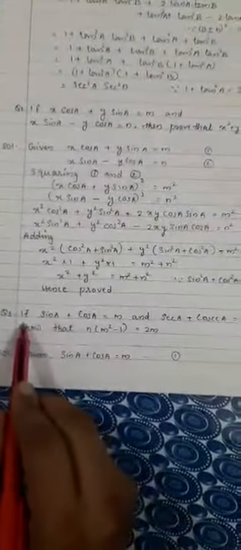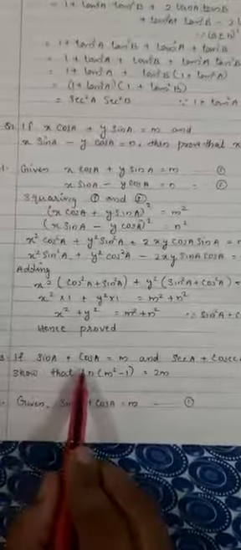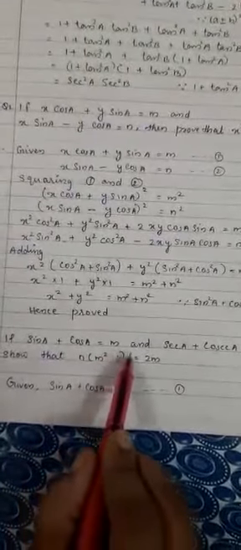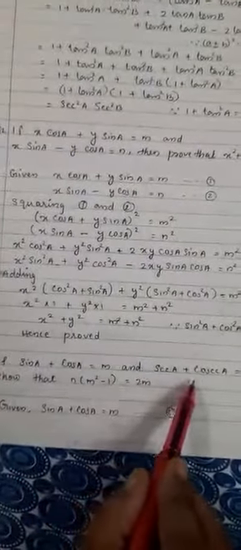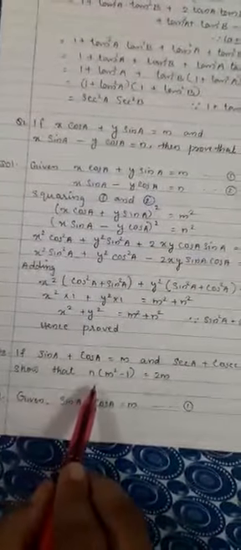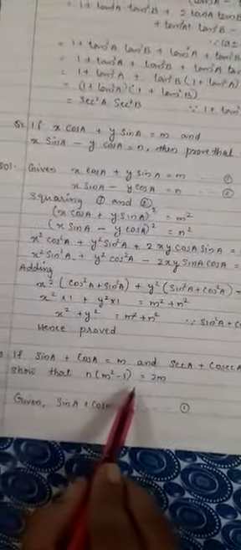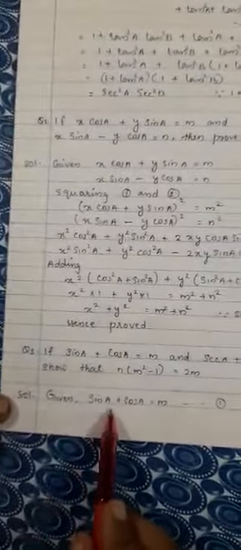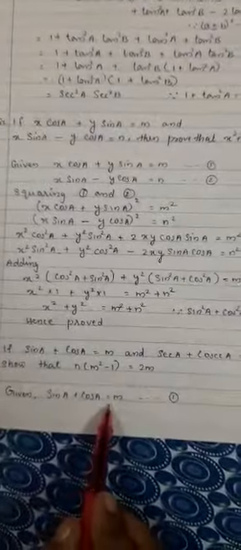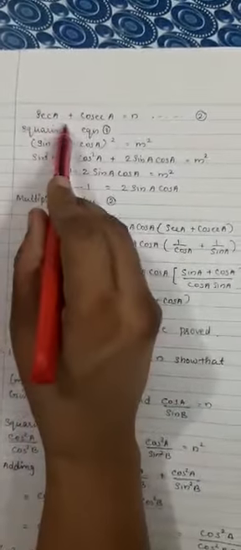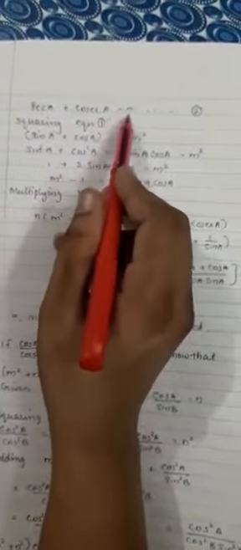Next question. If sin A plus cos A is equal to m and sec A plus cosec A is equal to n, show that n into m square minus 1 equal to 2m. Given sin A plus cos A equal to m. This is equation number 1. Sec A plus cosec A is equal to n. This is equation number 2.